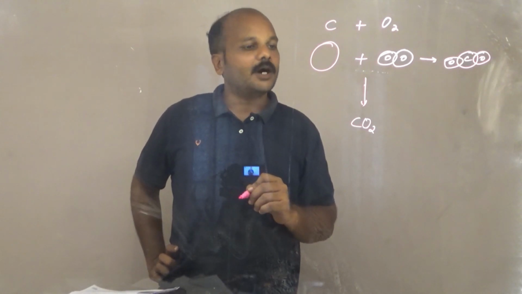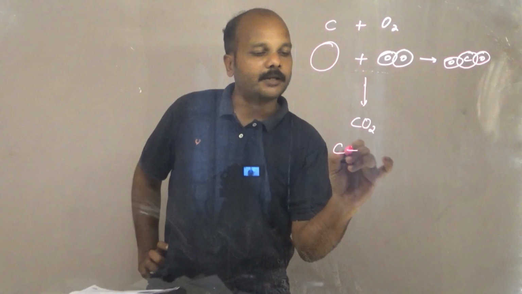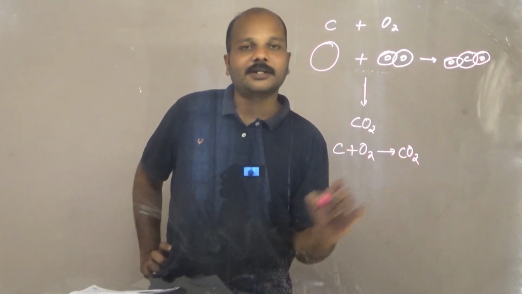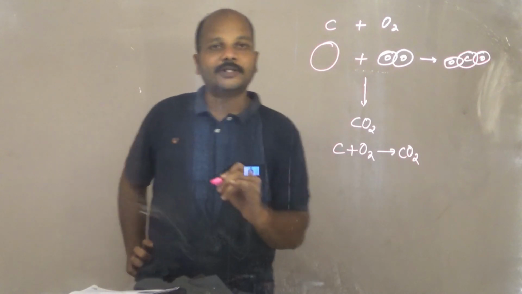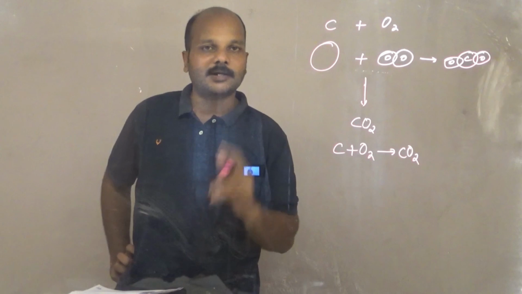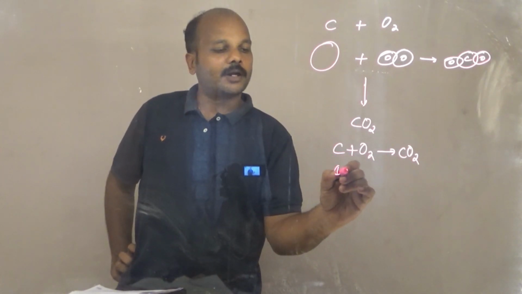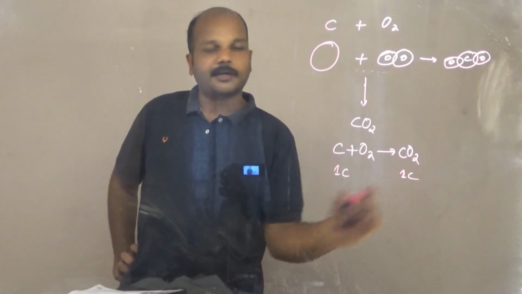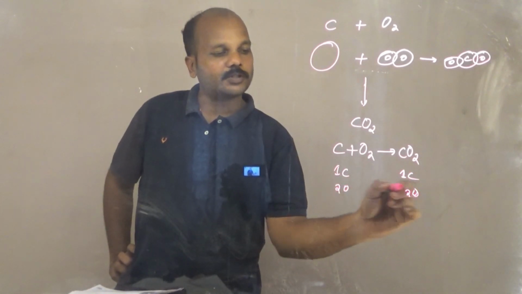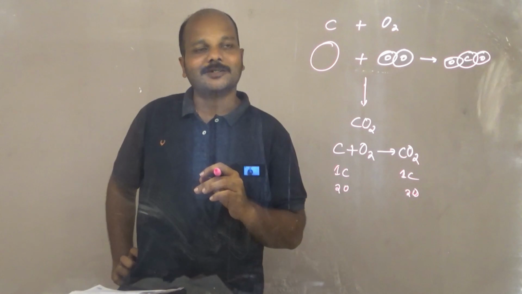Whenever you are writing an equation, for example, C plus O2 gives CO2, you should ensure that on both sides, in the reactant end as well as in the product end, the number of atoms should be the same. Here it is one carbon, here also there is one carbon. Here it is two oxygen, here also it is two oxygen. So on both sides it is the same, so the equation is balanced.